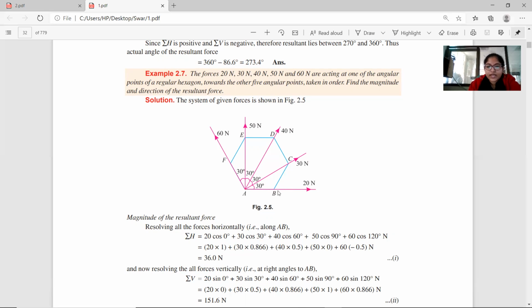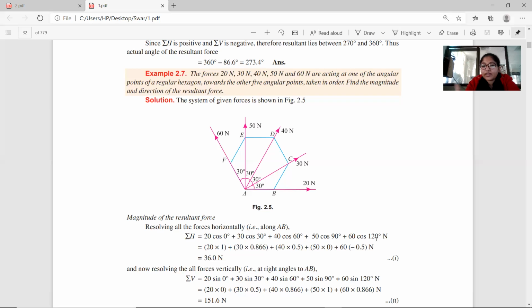For C, it will be 30 Newton multiplied by cos 30 degree. For this, 40 Newton multiplied by cos 60. For 50 Newton, multiplied by cos 90. For 60 Newton, multiplied by cos 120. So 20 cos 0 degree plus 30 cos 30 degree plus 40 cos 60 degree plus 50 cos 90 degree plus 60 cos 120 degree.